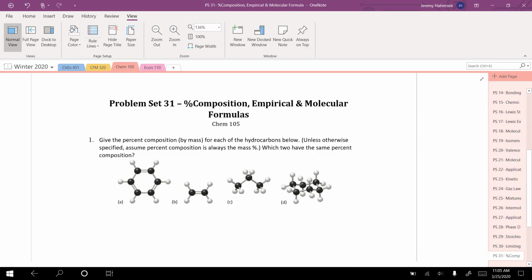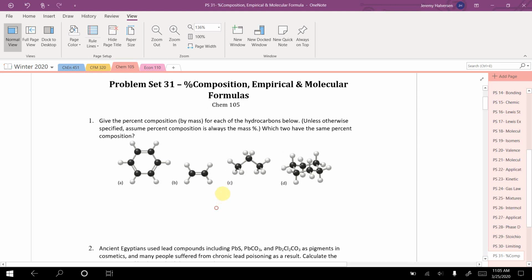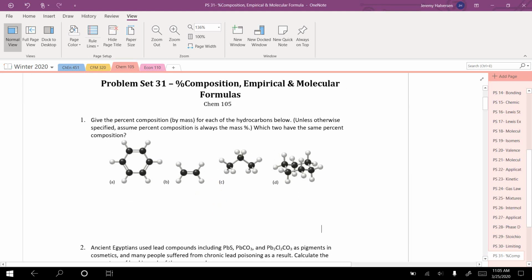So this is asking, give the percent composition by mass for each of the hydrocarbons below. Unless otherwise specified, assume percent composition is always the mass percent. Which two have the same percent composition? So percent composition of carbon, it doesn't say of carbon, but we're going to find that of carbon, and then everything else will be hydrogen, right? So these are percents, so they have to add up to 100.